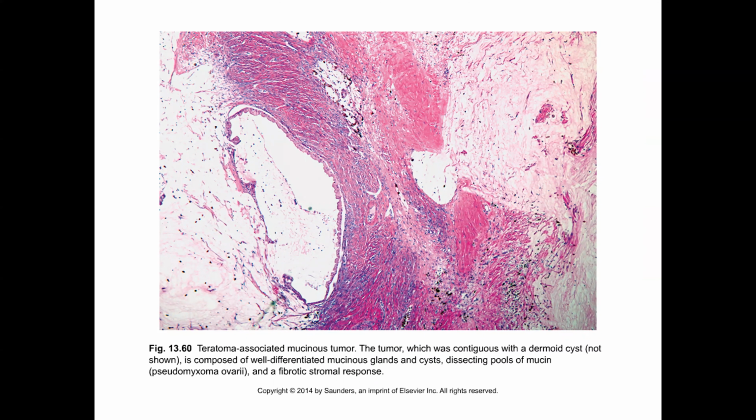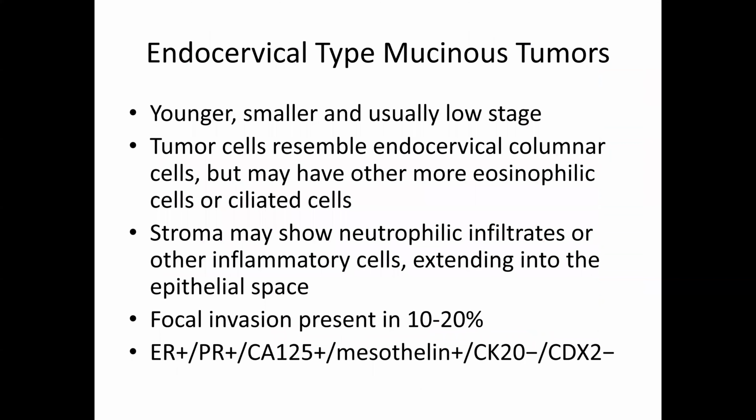Here's a mucinous neoplasm associated with a teratoma. The dermoid cyst is not shown here, but we can see this incomplete gland here and not the typical stroma here that we would like to see. And in fact, here there were dissecting pools of mucin associated with this tumor, some of which had epithelial component, as we see there. Now, the other major type of mucinous tumors in the ovary are the endocervical type.